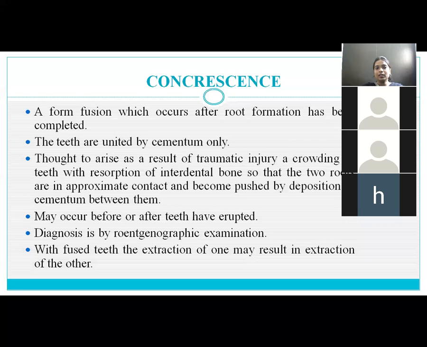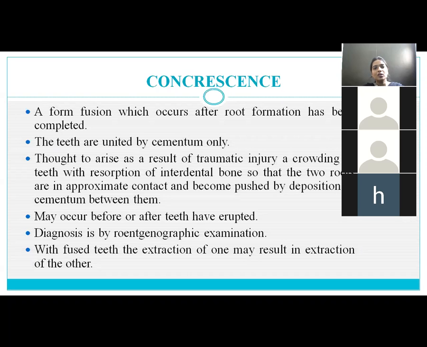What is the etiological factor of concrescence? It arises as a result of traumatic injury or crowding between the teeth that causes loss of interdental bone. So the two teeth are in approximate contact and there is a deposition of cementum between the teeth, and that leads to what? The teeth are united by cementum. So what are the etiological factors in concrescence? It arises due to pressure, trauma or crowding of the teeth that leads to loss of interdental bone, and the two teeth are united by cementum only.